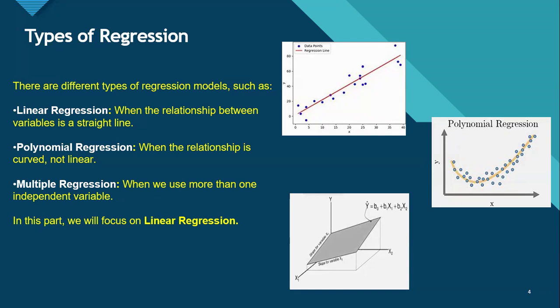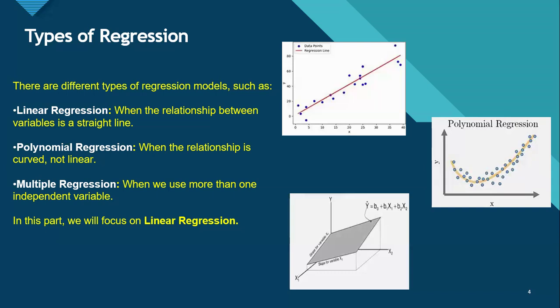Many times, the data is not linear. When the relationship is curved and it follows a certain pattern, as you can see in the polynomial regression, that is called polynomial regression, where the relationship is not linear, but instead curved.